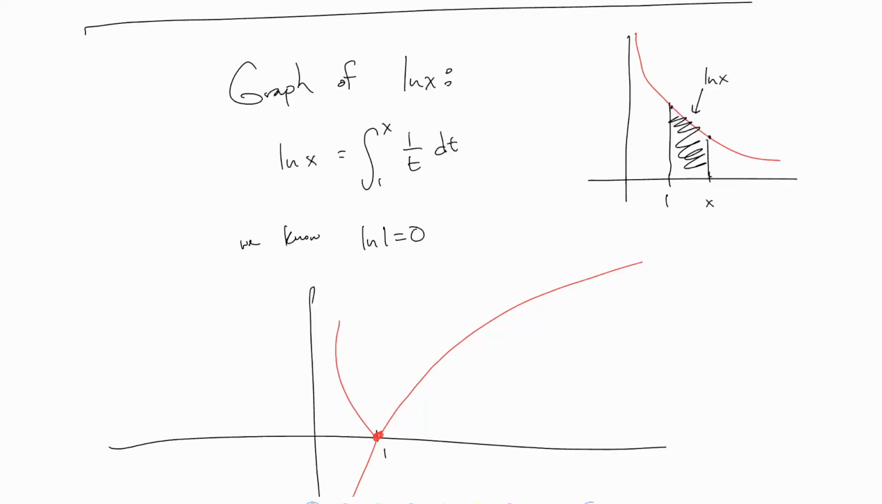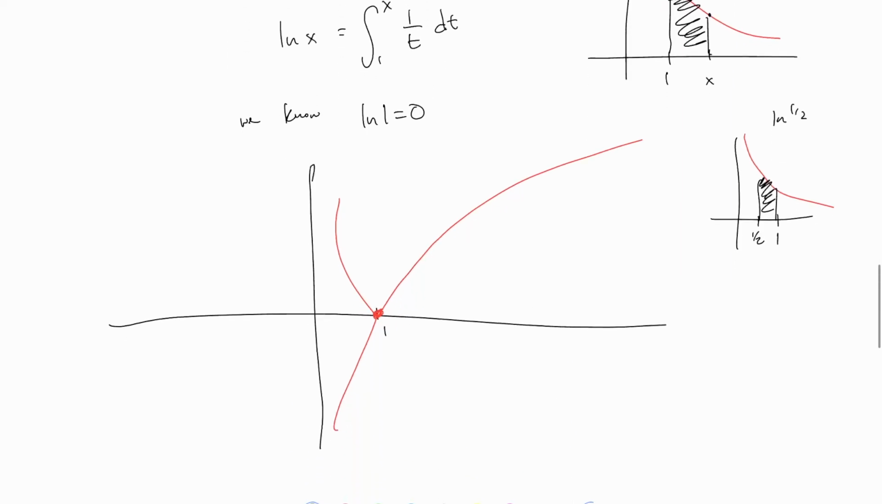Like what is ln of 1/2, right? It would represent the area. Here's 1, here's 1/2. Like that, right? Yeah? It would keep going down. So the line would keep going down. This line would keep going down. Why do you say that? Like an ln of 1/2, it's negative.